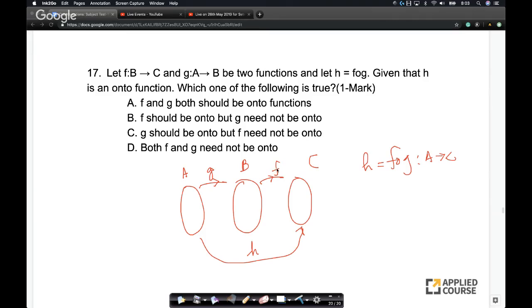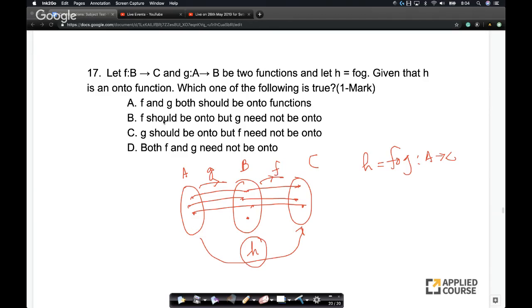We've actually discussed this in the course videos also. Imagine this case. Let's assume I have some 3 elements here. Now look at this. Is the h function onto? For every value here, there's a pre-image here, right? So both f and g need not be onto, because g is not onto. There is some value here for which there is no pre-image. So g is not onto, but f has to be onto.